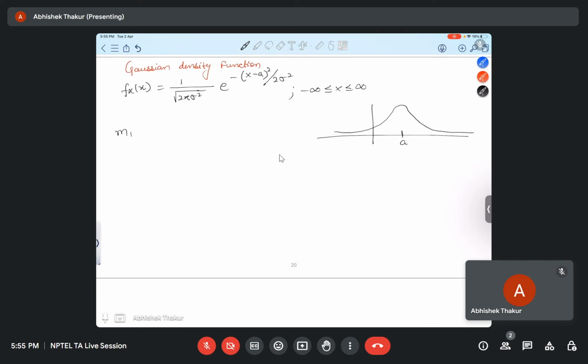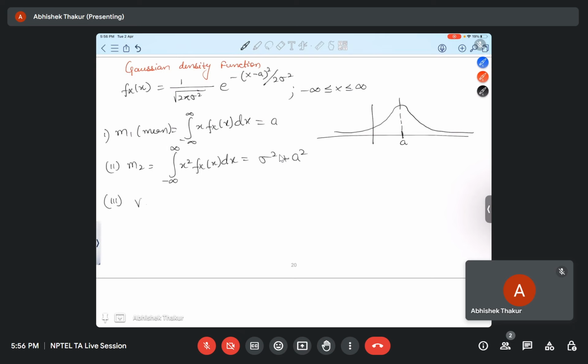So m1, the mean, is equal to integral of x f(x) dx, but this curve is symmetrical about the x-axis at value a. So the answer will be a. The second is m2, that is the mean square value. So this will be integral of x square f(x) dx. So this is equal to sigma squared plus a square.